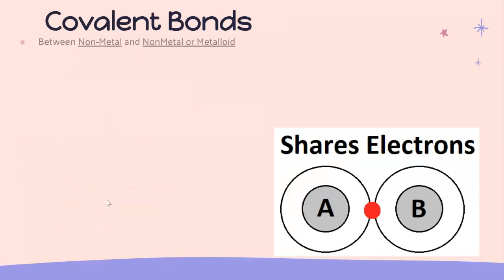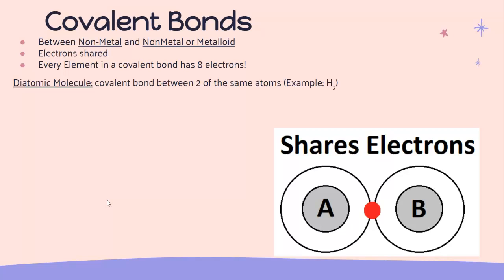Covalent bonds are between a nonmetal and another nonmetal, or a nonmetal and a metalloid. In a covalent bond, the electrons are going to be shared. Every element in a covalent bond is going to end up with 8 electrons. But again, that's with the exception of hydrogen, which only needs 2. A diatomic molecule is a covalent bond between 2 of the same atoms. So for example, H2. Covalent bonds can be broken up between nonpolar and polar.